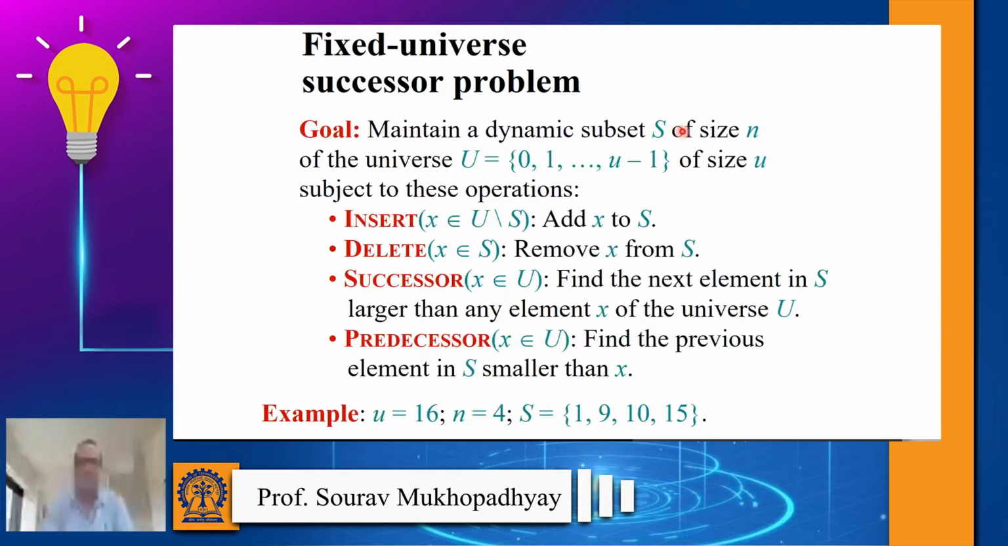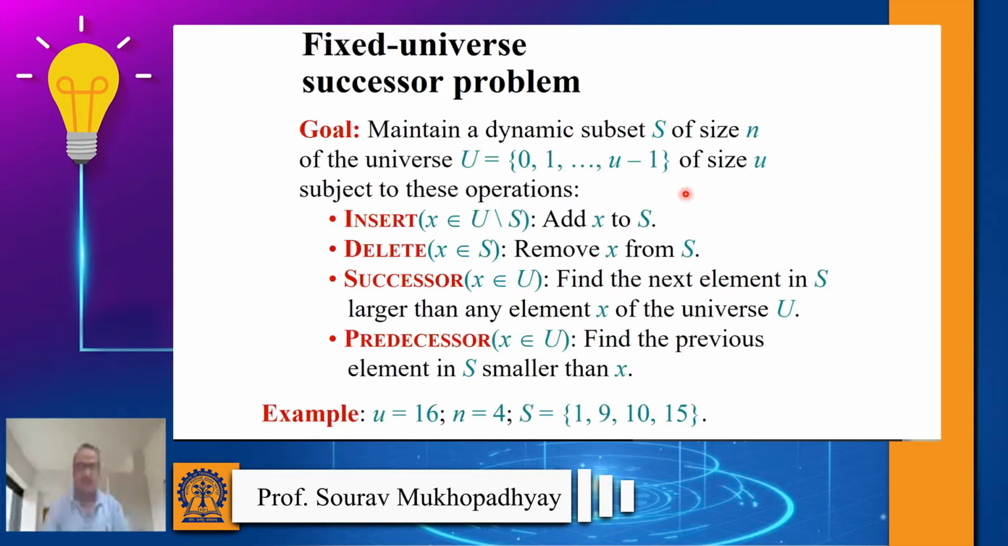So here we have some extra information about this set S. Usually we don't know the universe; so far in our discussions, we didn't know the universe. Here is one example. Suppose at some point of time n is equal to 4, so we have 4 elements in this set S. This set is dynamic, so at any point of time anybody can join. But we know these key values are coming from 0 to 15, because U is 16 here. That is the extra information we have, and that is called fixed universe.